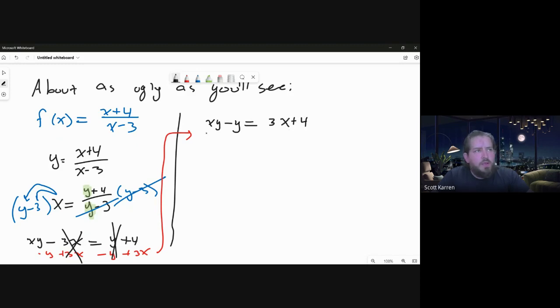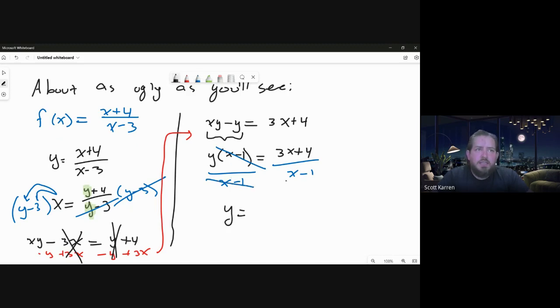And the reason I want all of my y's on the left-hand side and nothing else is because I can factor out a y. And now all I have to do is divide each side by that term of x minus 1. So the x minus 1 term cancels with the x minus 1 term there, leaving me with just a y on the left-hand side, and then this fraction, 3x plus 4 over x minus 1 on the right, and I'm done. And that's about as ugly of a problem as you'll see.